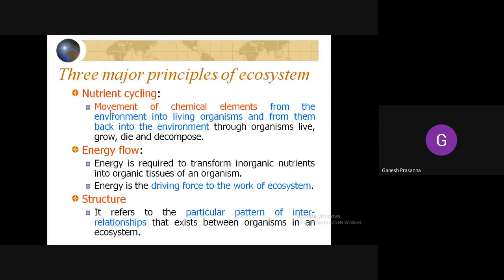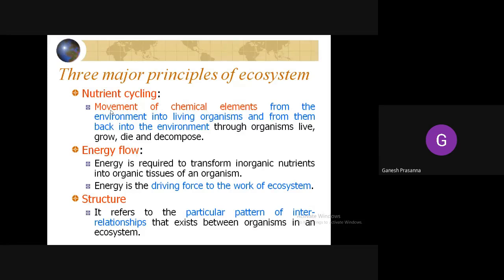So it is just nothing but the environment. In the environment, what happens is there is continuous movement of the chemical elements. So there is movement of chemical elements from the environment into the living organisms, and from them back into the environment.